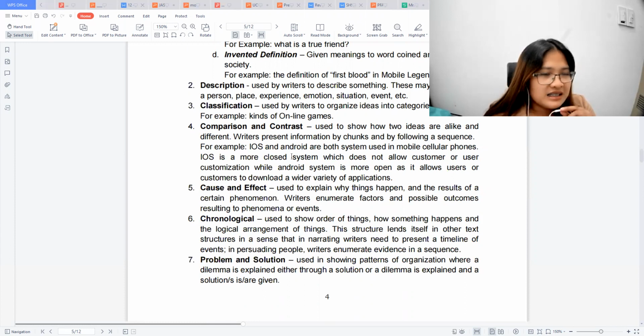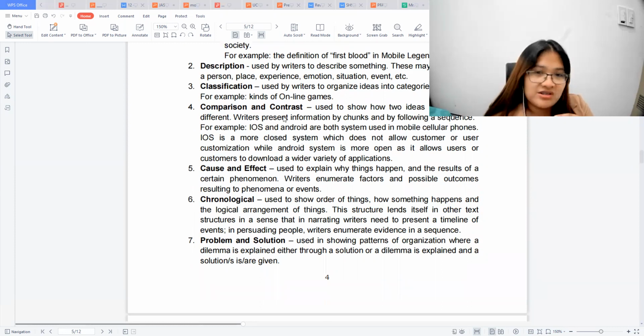Writers present information by chunks and follow a sequence, but they present both the similarities and differences. For example, kapag pinapag-compare and contrast natin ng iOS and Android, they're both used in mobile phones. So you could start with the similarities. You could compare the first. Pero pupunta ka na dun sa contrast, anong difference nila. So, for example, si iOS and Android, ginagamit natin sa cellphones natin. Pwede rin sa mga tablets. Okay, then si iOS mas closed. Hindi lahat pwede mong i-customize. Pero si Android, mas open siya. Kaya makikita mo yung difference. So, we're actually comparing and contrasting.